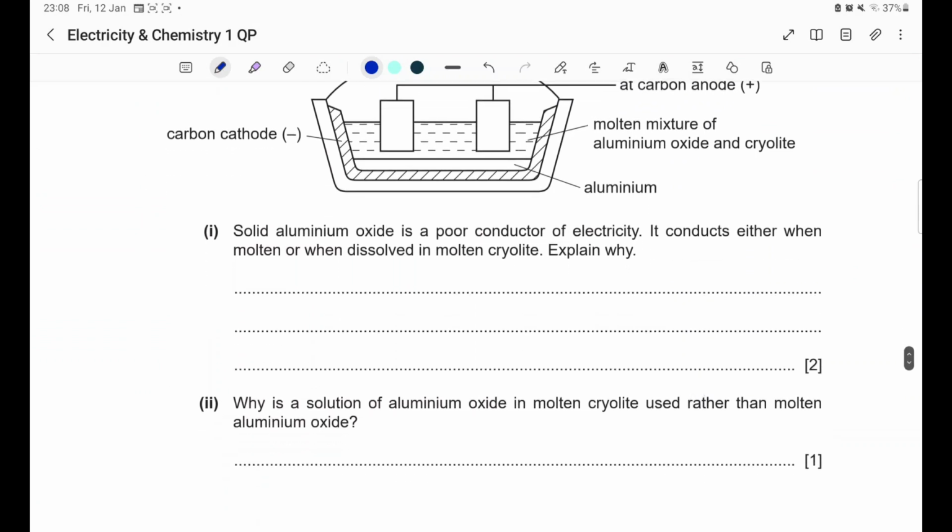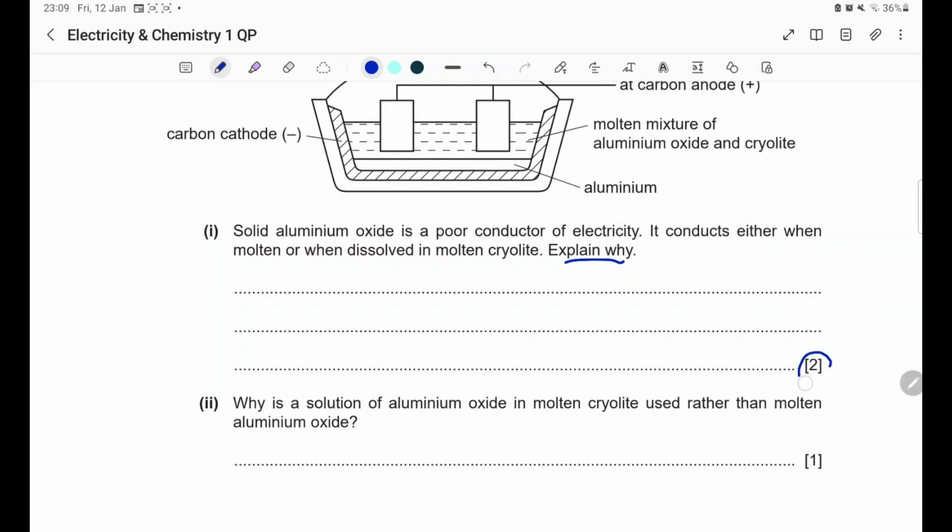I told you they do ask why you use molten chloride. It conducts either when molten or when dissolved in molten cryolite. Explain why. Because you have free moving ions. That is your actual answer. Why is it in molten cryolite? Because you have free moving ions.